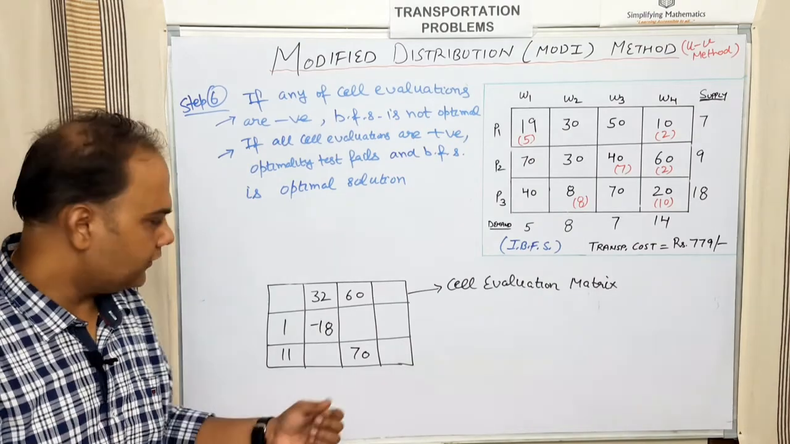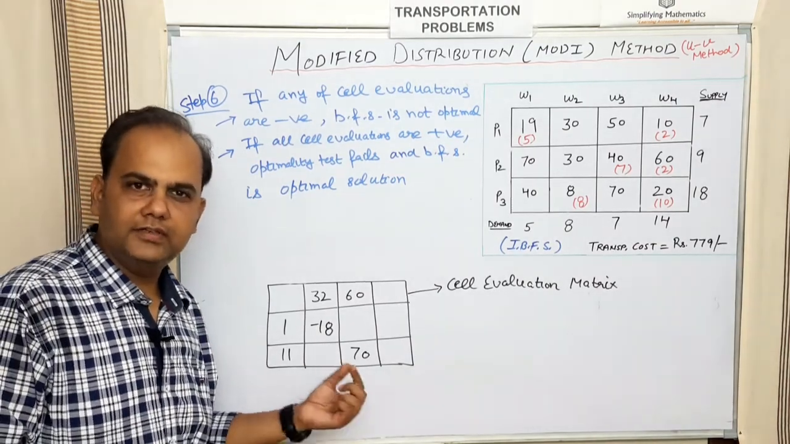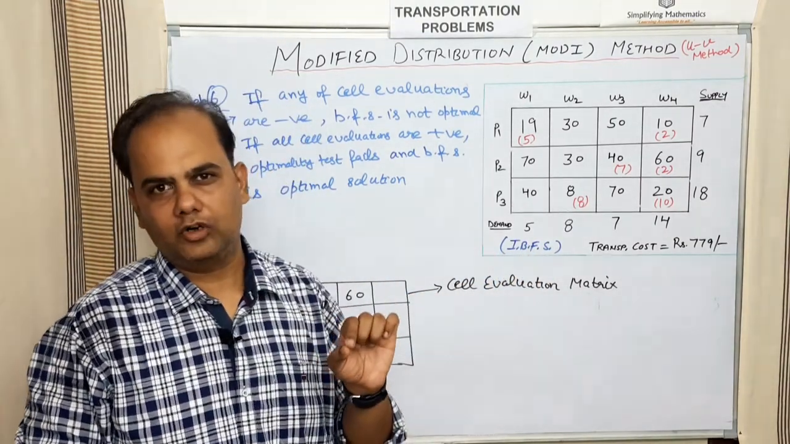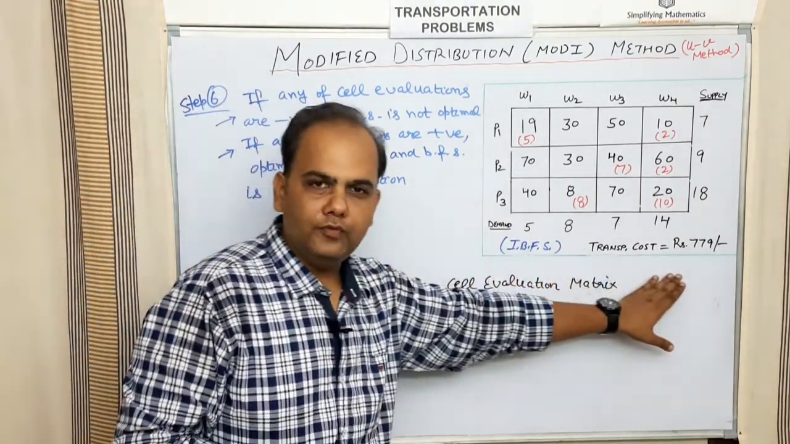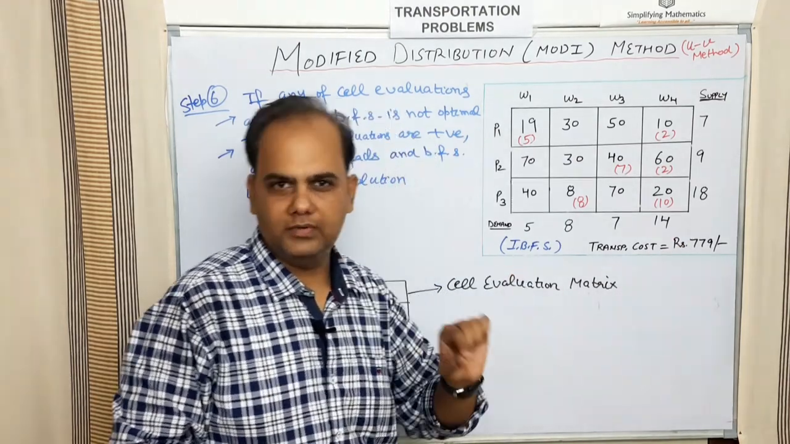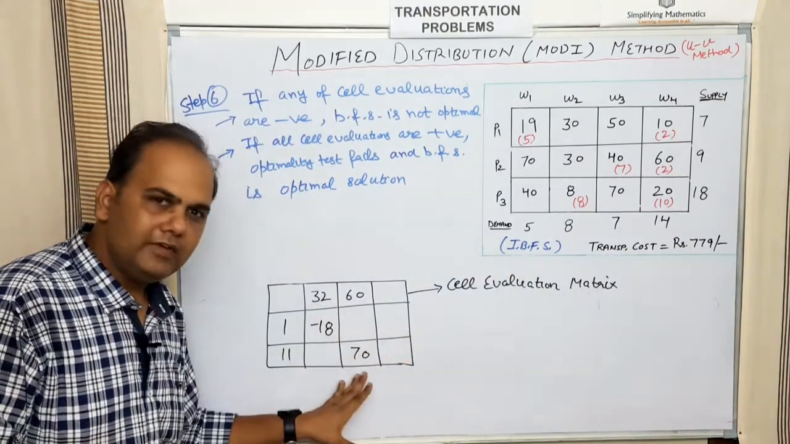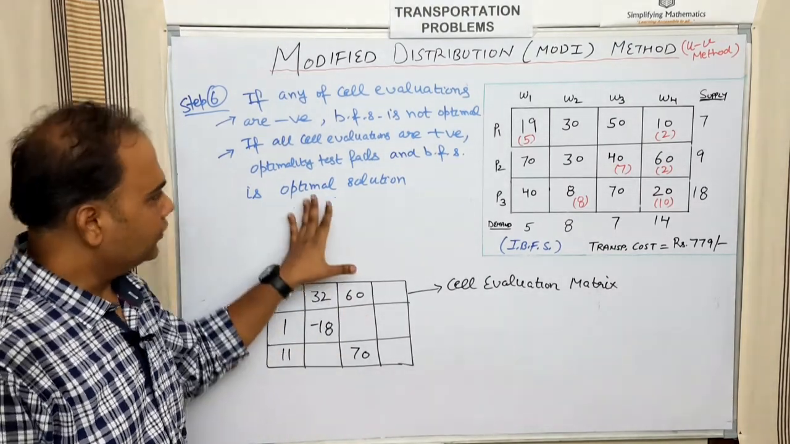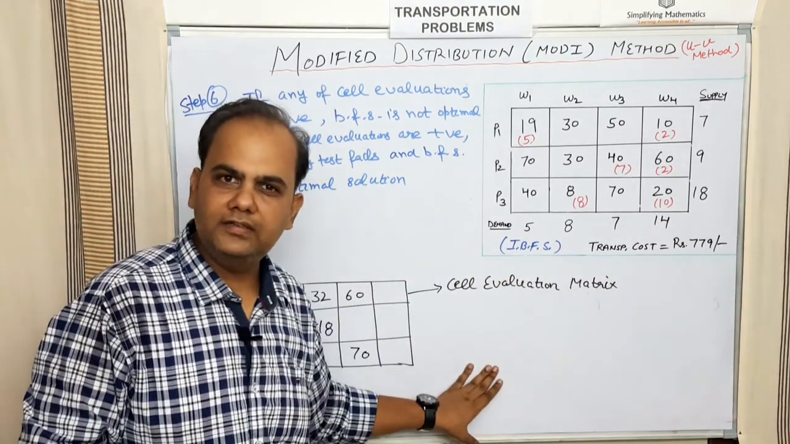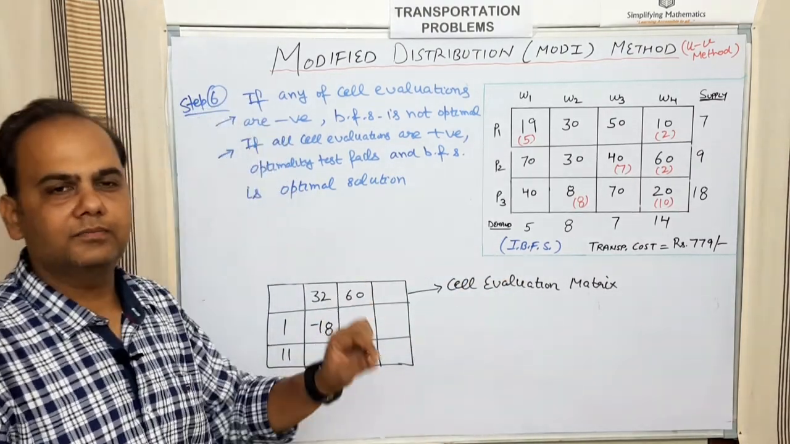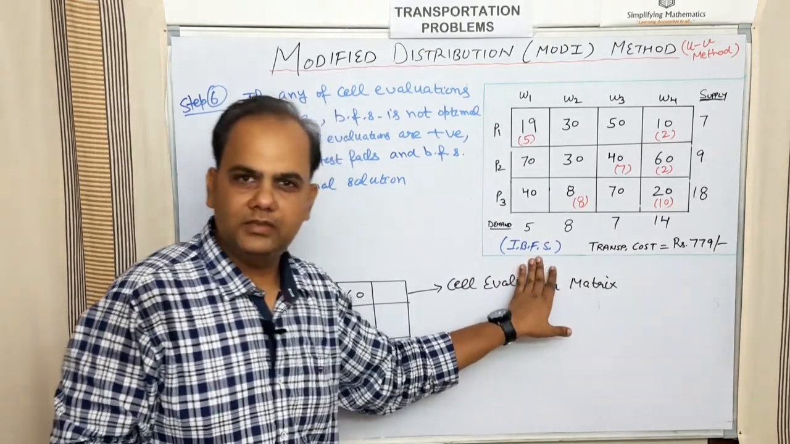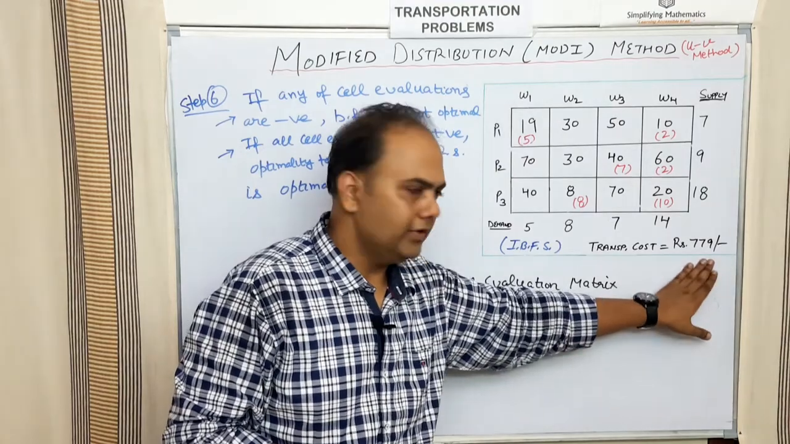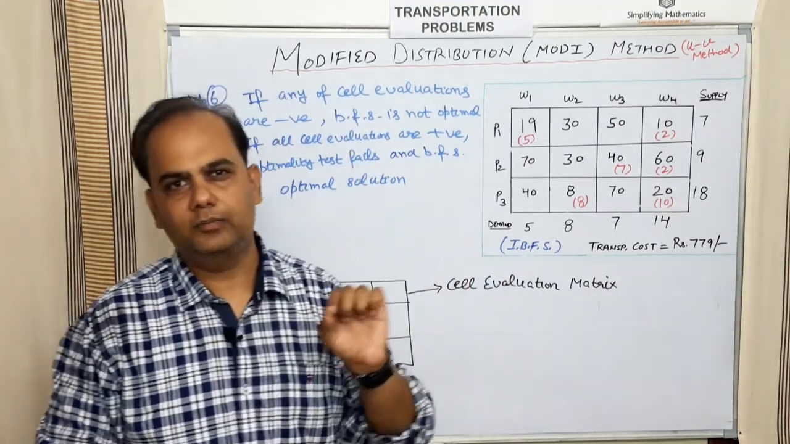Now next, if any of the values in this cell evaluation matrix comes out to be negative, then this basic feasible solution is not optimal. Means we'll move further and look for the optimal solution. Now if all the values come out to be positive, means we are not getting any negative value, then the optimality test is satisfied. So here our test passes, and simply we can write that this basic feasible solution will be the optimal solution and the transportation cost cannot be reduced further. So this is the final optimal solution.